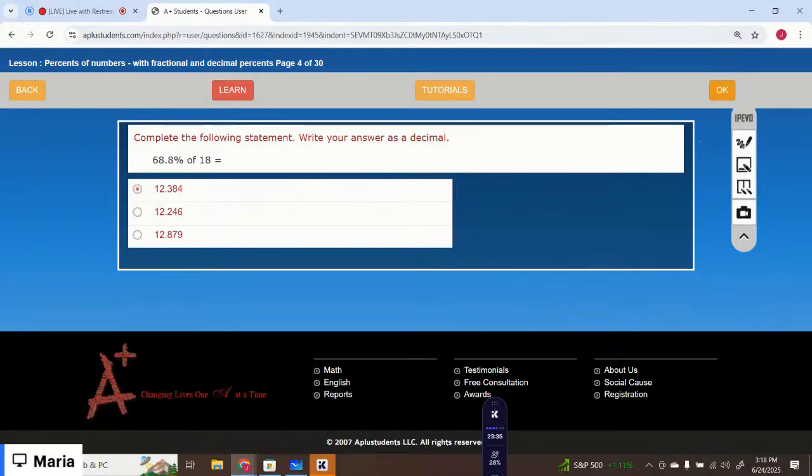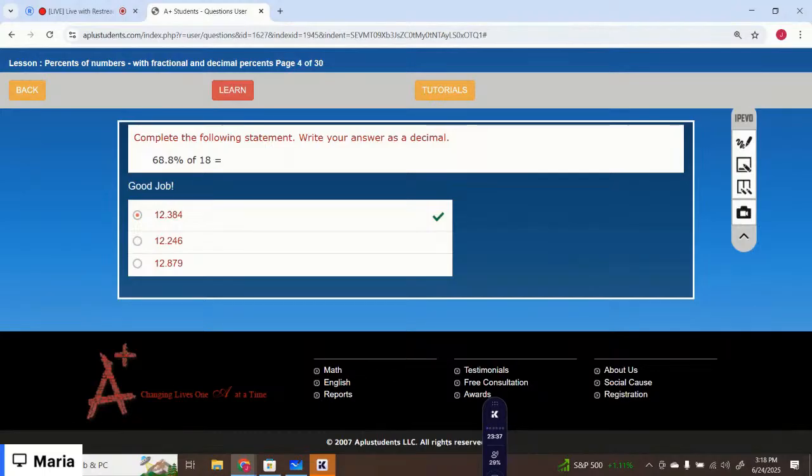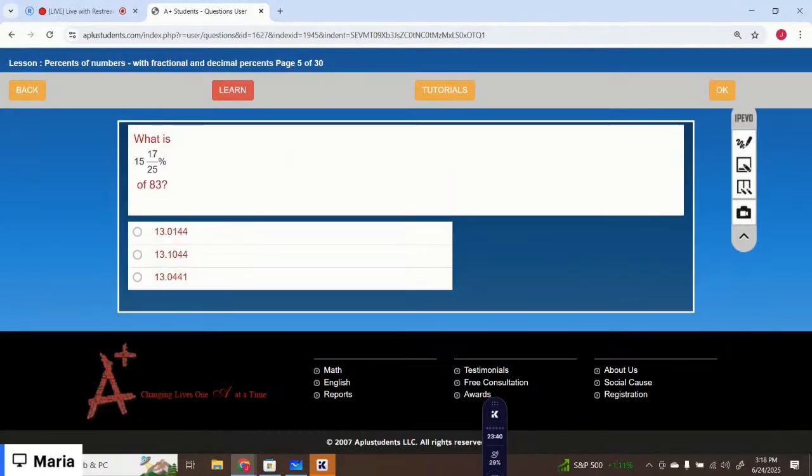Option number 1 is the correct option. What is 15 whole 17 over 25, or 25%, of 80? So 17 over 25.